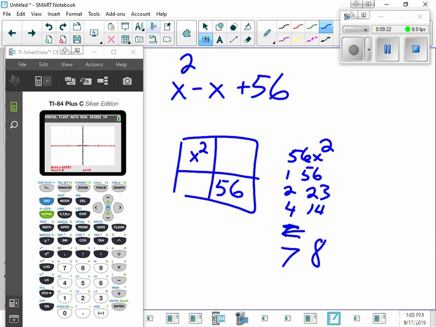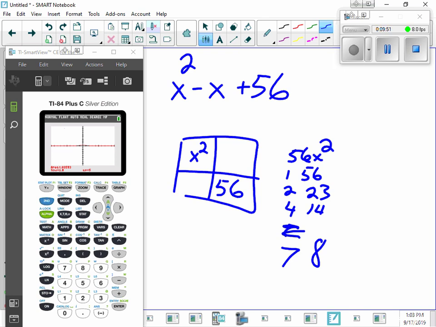Will that work? Yeah, will 7x and 8x work? Yeah, this one doesn't work because the 56 is positive. So it's either 7 and 8 or negative 7 and negative 8, and neither one of those work. 7 and negative 8 won't work because they create a negative 56. So this one would be called prime.